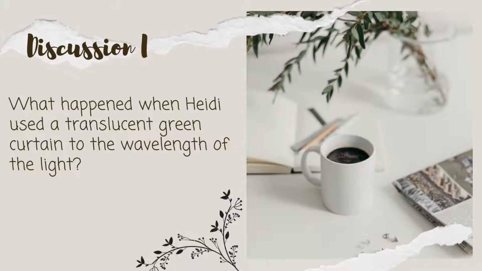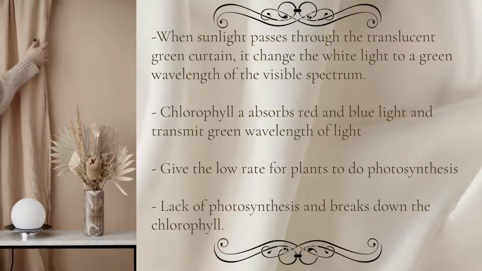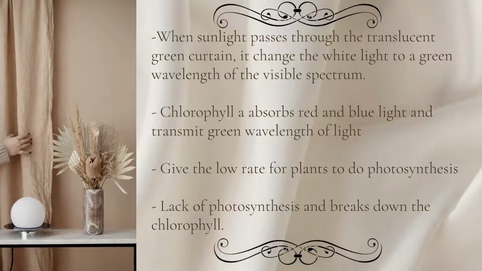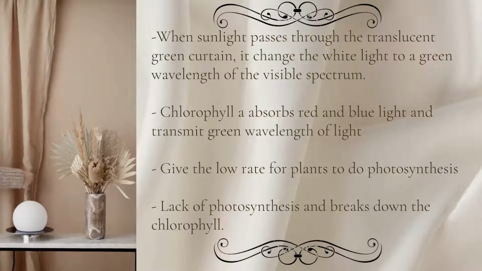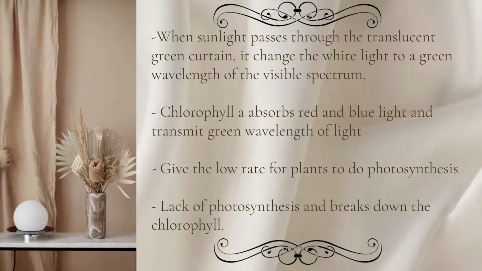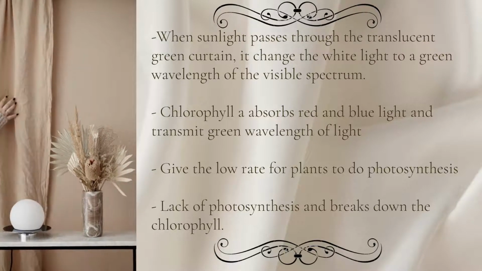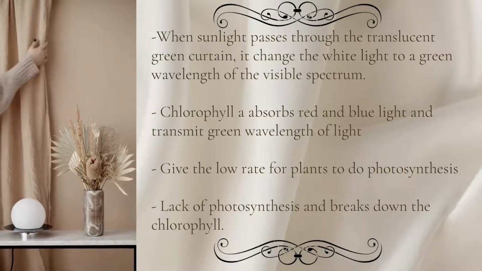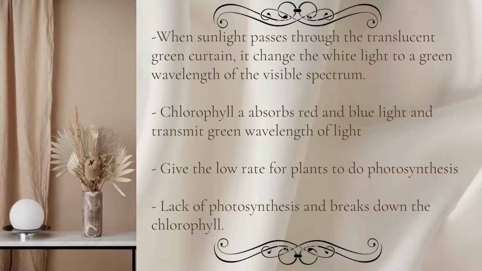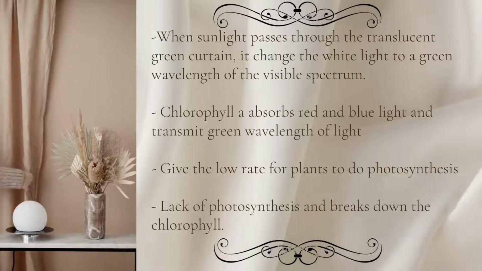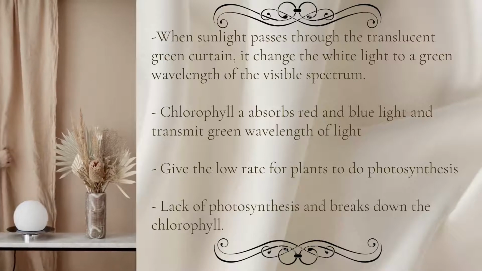Okay, we go for discussion one. What happened when Heidi used a translucent green curtain, in terms of the wavelength of the light? Plants are creatures that need to be cared for lovingly. When gardening, we should give them adequate nutrition, sunlight and water. In this case, we can see that Heidi follows all the guidance given by the book, but her plants did not grow.